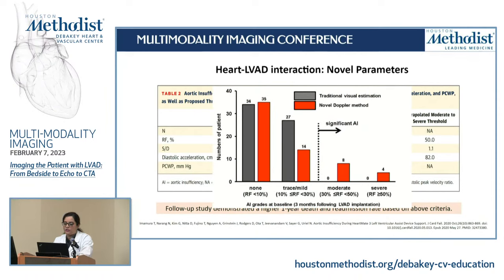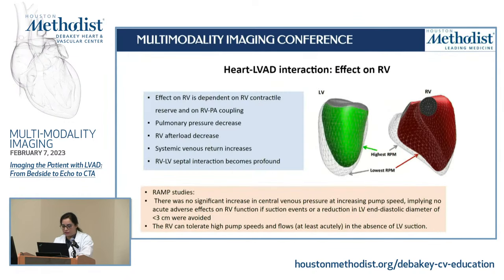So one caveat: based on their studies, traditional visual assessment underestimated, but our study, which I mentioned, did overestimate AR severity. Moving on to the next animal, the effect on the right ventricle. Unfortunately, the right ventricle keeps us on our toes and is really hard to determine.